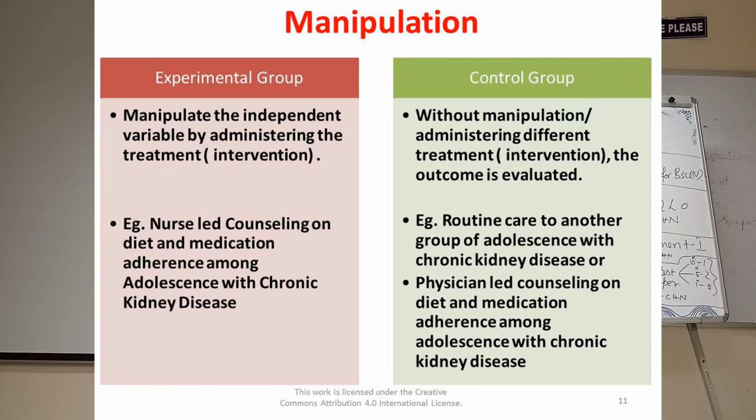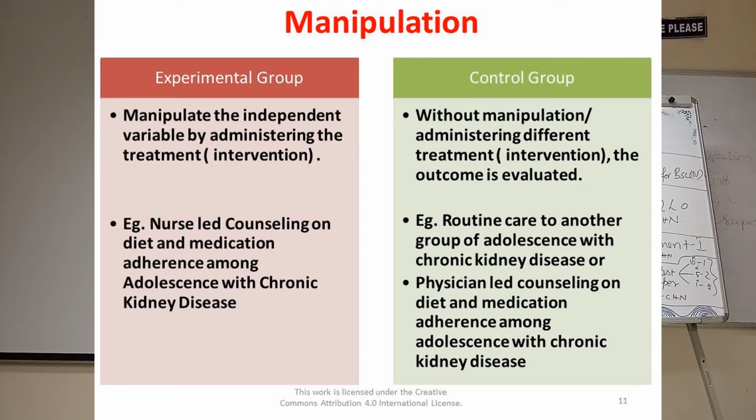So manipulation means doing something to the experimental group. The experimental group subjects must receive the treatment. For example, nurse-led counseling on diet and medication adherence among adolescents with chronic kidney disease. Here, the intervention or the treatment is nurse-led counseling on diet and medication adherence. This is the manipulation given to the experimental subjects.